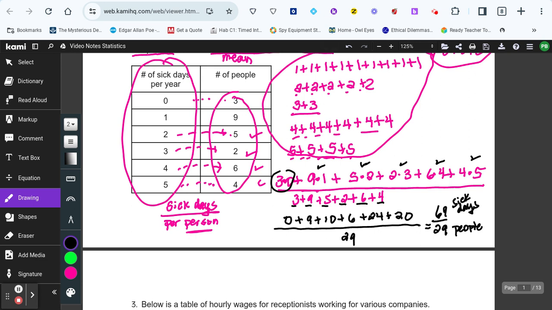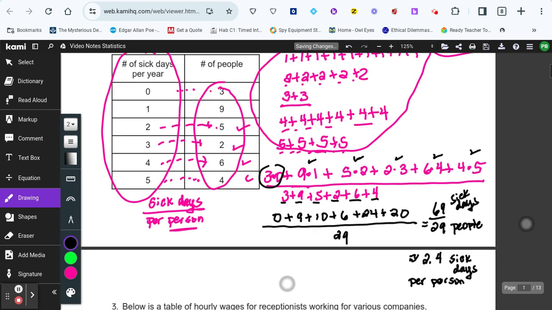So let's do 69 divided by 29. And I'm going to round this off to the nearest tenth. To the nearest tenth, this is going to be approximately 2.4 sick days on average per person, guys. So 2.4 is the average.